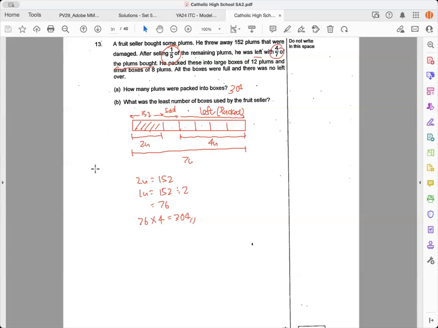304 plums were packed into boxes. What was the least number of boxes used by the fruit seller? Okay, this is a little bit tricky, huh? So altogether, you have 304 plums, right? And the least number of boxes, meaning you must try as much as possible to pack them in large boxes, which can contain 12 plums. So I'm going to divide by 12. I'll get 25, remainder 4. Now, this 4 cannot go into a box of 8. You need 8, right?